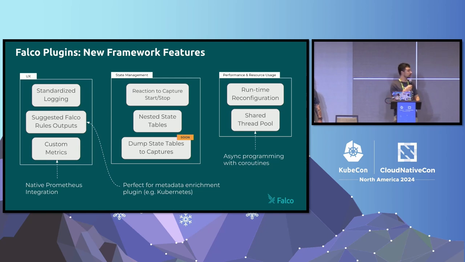Moving to performance and resource usage, plugins were already able to be configured to use just what they need, depending on the user's needs. But now they can also do it at runtime without any need for rebooting. So at runtime, Falco can potentially tune its own performance depending on the load. And we provide a shared thread pool, so that any plugin, and we have a bunch at this point, that requires some async-like programming or some coroutine or recurring routine function can just use common shared resources in order not to waste any.